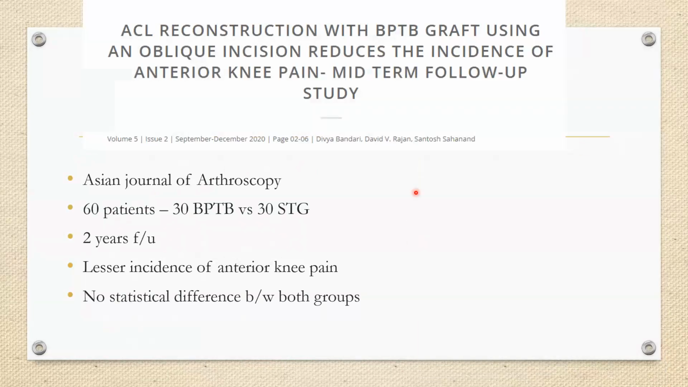This is a paper by Santosh and Davis that I came across, published in the Asian Journal of Arthroscopy in 2020, where instead of a vertical incision, they document the use of an oblique incision for reducing the incidence of anterior knee pain. There are 60 patients, comparing 30 cases of BPTB versus 30 cases of STG at 2 years follow-up. The key findings are an overall lesser incidence of anterior knee pain than described in the literature, and no statistical difference between both groups. So an oblique incision can be used for harvesting a BPTB graft.